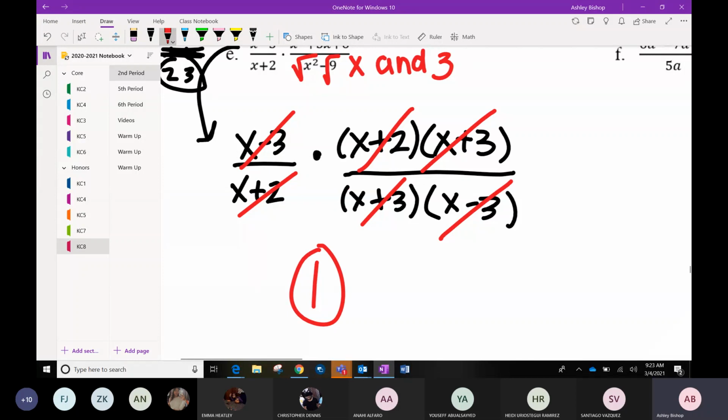When everything cancels, my answer is 1. The problem doesn't just disappear. So you can't put 0 because the problem didn't disappear. When everything cancels, my answer is 1.